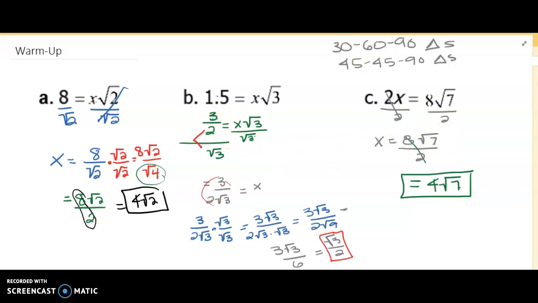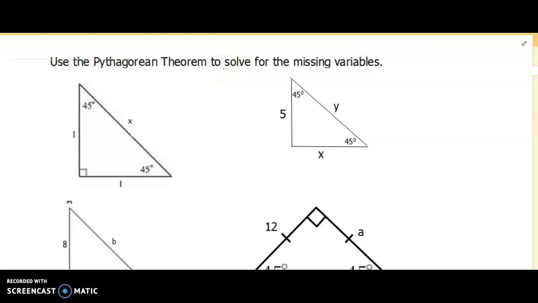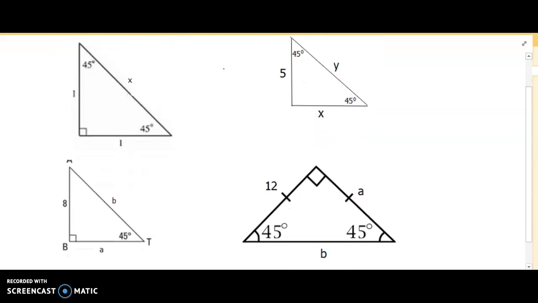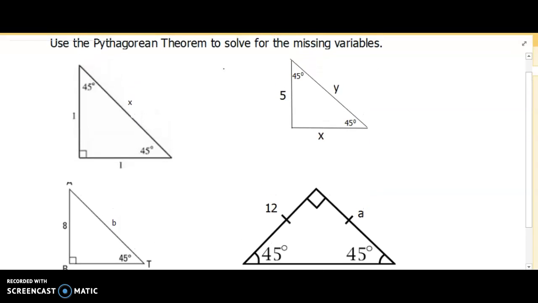C is probably the easiest one on here, because all you'd have to do is divide by 2, and then simplify. 8 over 2 goes to 4 over 1, or just 4, so you're just left with 4 square root of 7. All right, so I want you to go through and do these. I'll do the first one together, but what I want you to do is just go through and use the Pythagorean theorem like we've already learned, and go through and find all the side lengths. We'll do this one here first, just so I can show you.